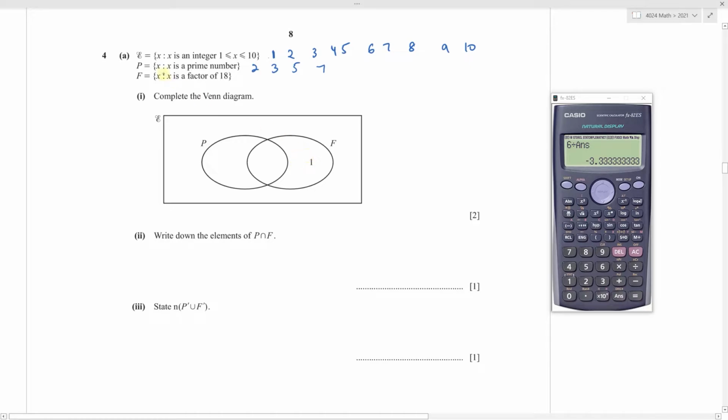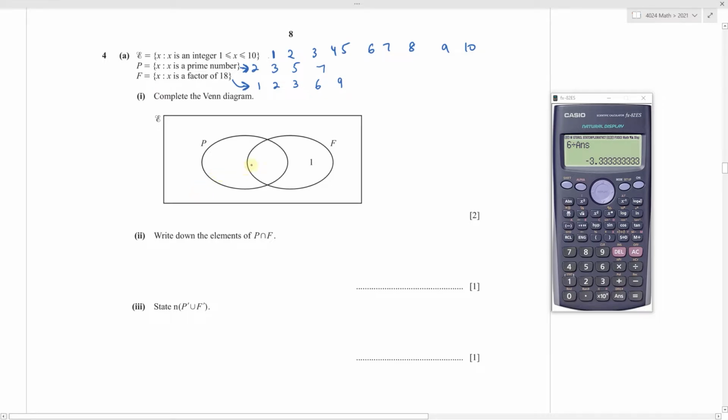So 1 is outside. 1 is a factor of 18, so it is part of this set F. So let me represent here by arrows, so it's more clear. So let's look at the numbers inside set F, which are factors of 18. 1 is a factor of 18, 2 is also. 18 is divisible by 3, so 3 is also a factor. 4 is not, 5 is not, 6 is also a factor of 18, 7 is not, 8 is not, 9 is a factor of 18 as well, and 10 is not. So 1, 2, 3, 6, 9 are part of F.